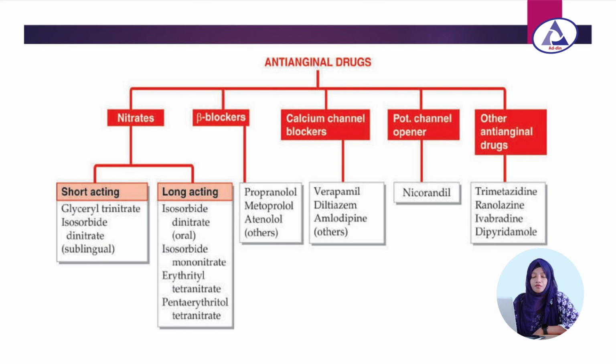In case of nitrates, we use short-acting and long-acting. Short-acting is generally glyceryl trinitrate, and in case of long-acting, isosorbide mononitrate and dinitrate. Others are calcium channel blockers like verapamil, diltiazem, and beta blockers like propranolol, metoprolol. Potassium channel opener is also a newer drug used nowadays, like nicorandil, and the other anti-anginal drugs like trimetazidine, ranolazine.